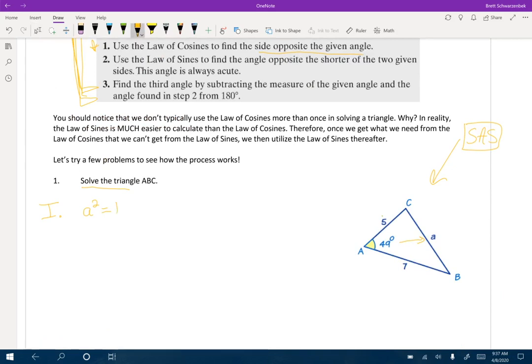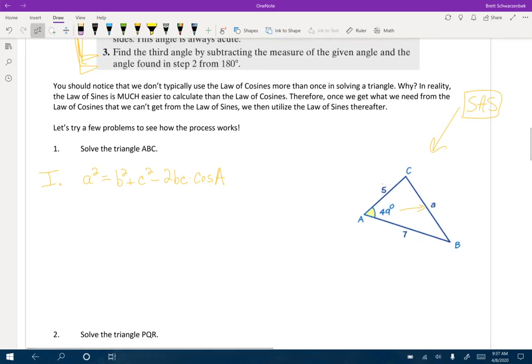We always square the sum of the other two sides here, and then we subtract 2 times the same two variables, b and c, times the cosine of the angle opposite the side on the other side. Okay, so that is the strategy always for the formula when it comes to the law of cosines.